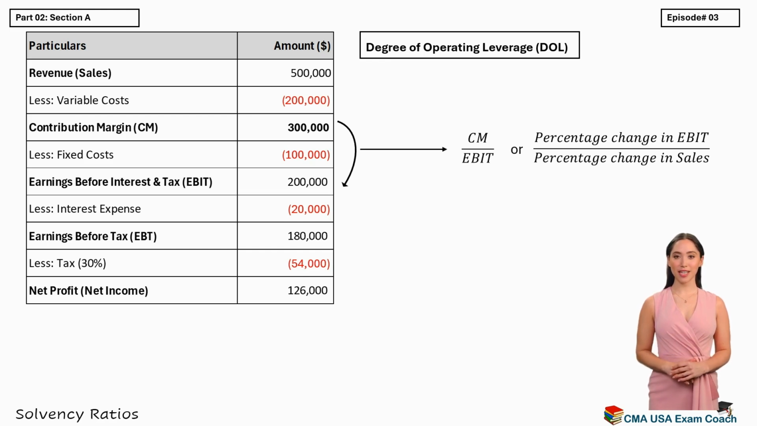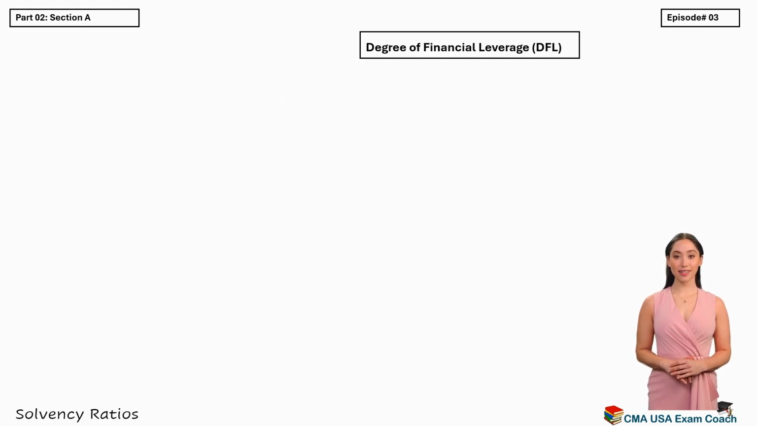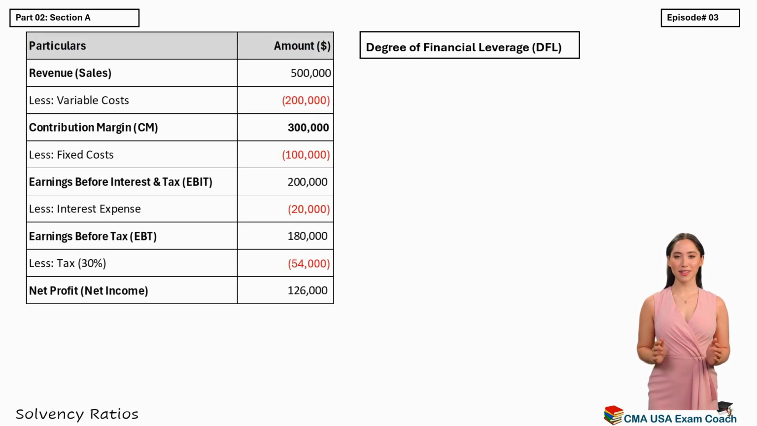Now, let's talk about the degree of financial leverage, DFL. DFL measures how sensitive a company's net income, EBT, is to changes in operating income, EBIT. In simple terms, it tells us how much a company relies on debt financing and how well it can cover its interest expenses. How does it work? When a company has debt, it must pay interest expenses, which come before reaching net income. A higher DFL means that EBIT has a greater impact on net income, meaning more financial risk, but also higher potential returns. If EBIT increases, net income grows at a higher rate, but if EBIT falls, net income drops even faster. This is the risk of financial leverage.